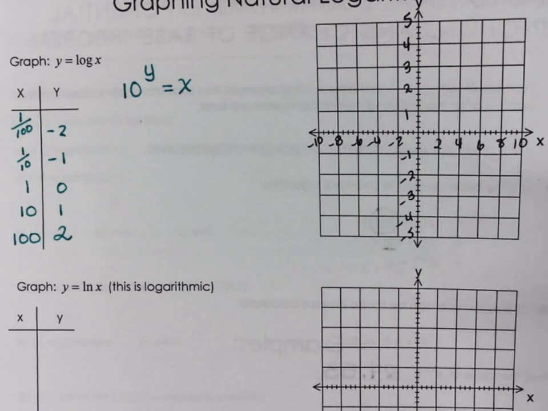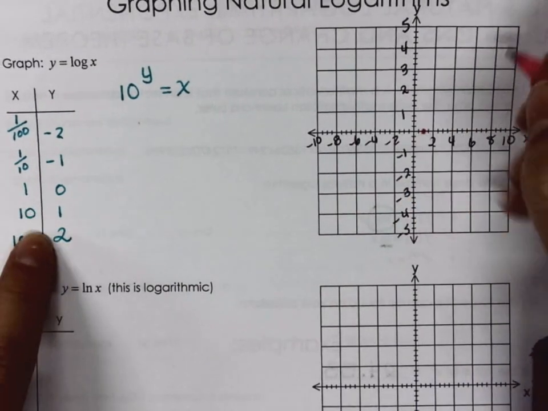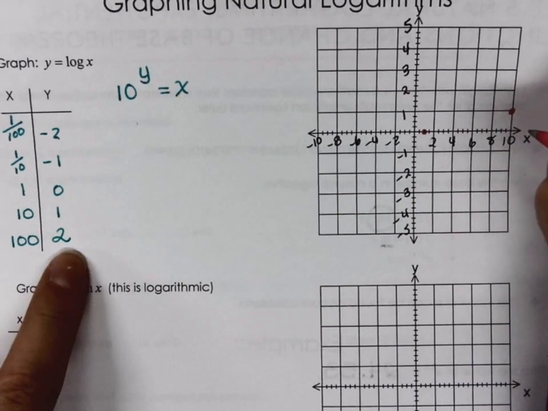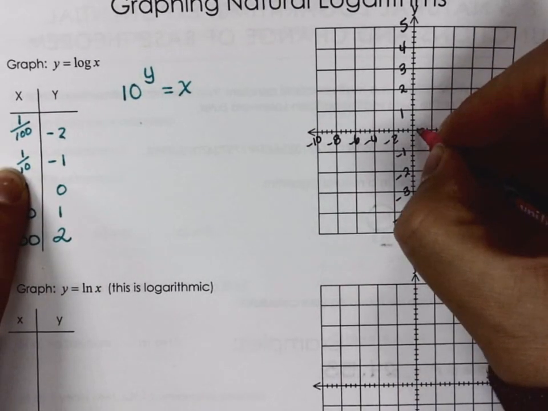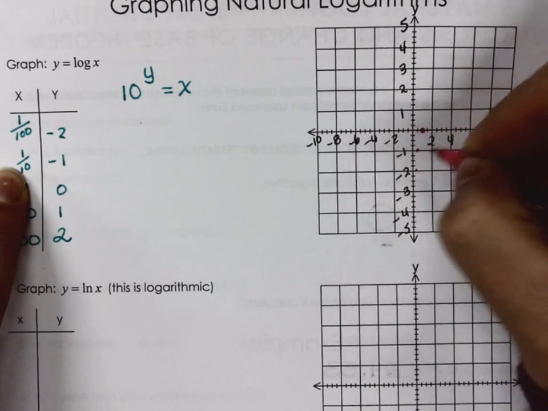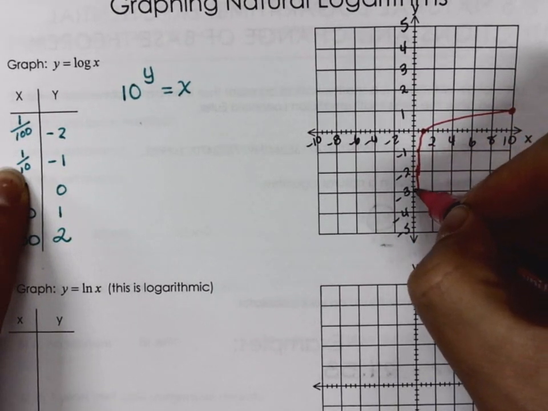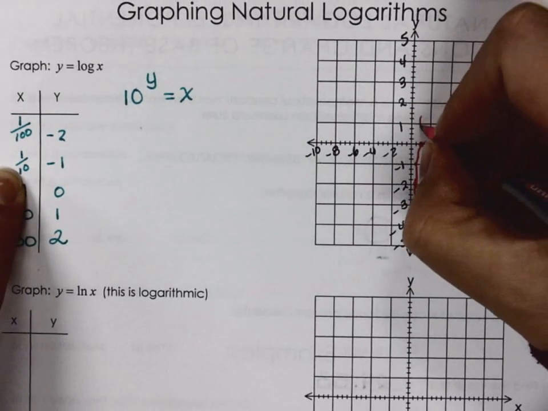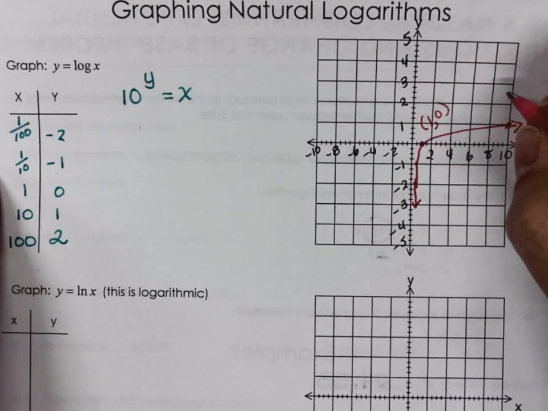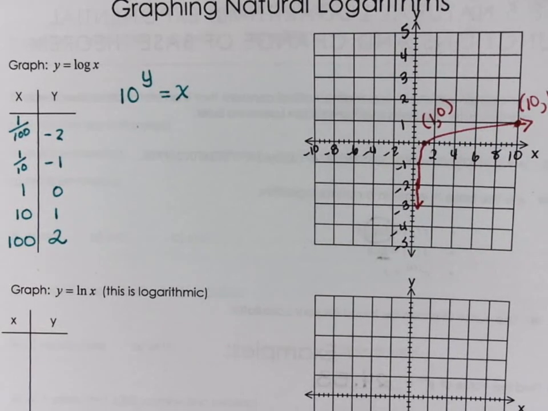So when x is 1, y is 0. When x is 10, y is 1. Okay, I can't graph my 10 squared. So 1/10, negative 1, that's really close to the line. Smooth curve. Do I need to draw my asymptote in? No, I do not. But what do I need to have? Asymptotic behavior. So don't cross that asymptote.